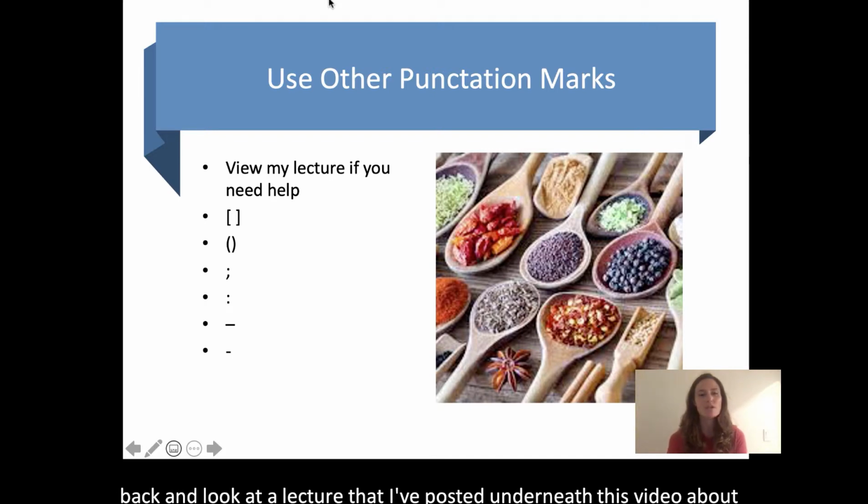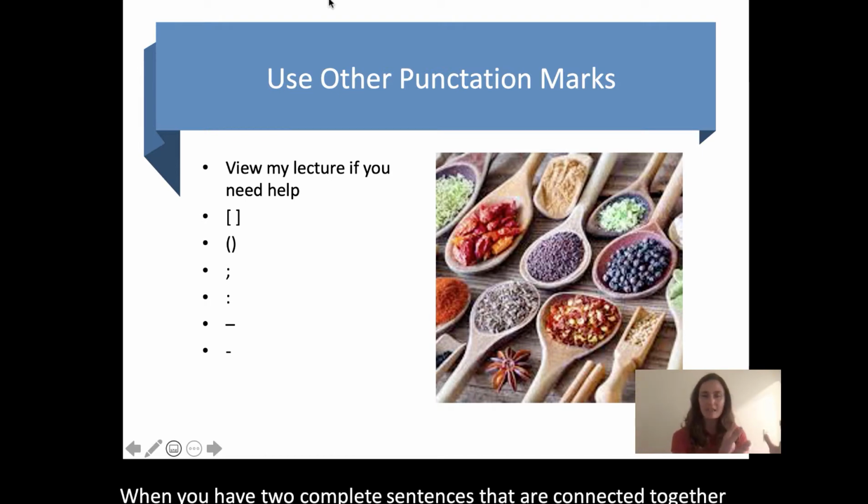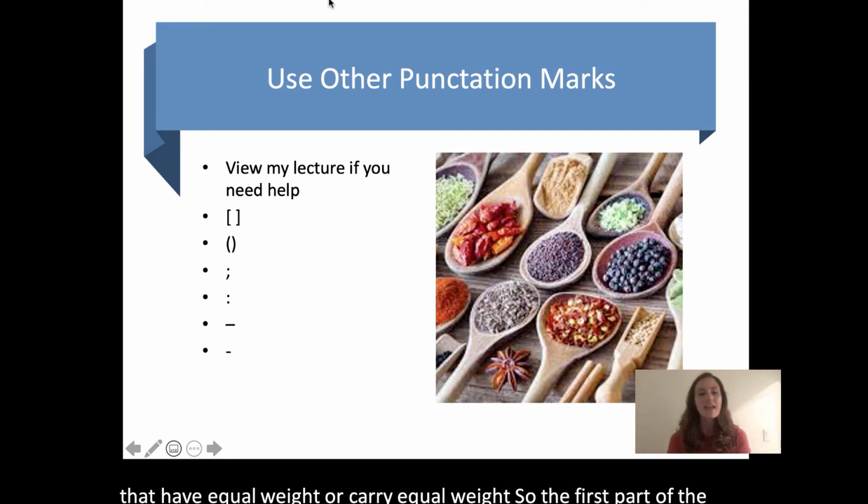I find the most common mistake, or maybe the most frightening punctuation mark for students, is the semicolon. The bottom line, if you don't want to look at that lecture, the bottom line for using a semicolon is this: when you have two complete sentences that are connected together that carry equal weight. So the first part of the sentence and the second part of the sentence carry equal weight. You can use a semicolon instead of a period. So think of a semicolon kind of like a weak period.